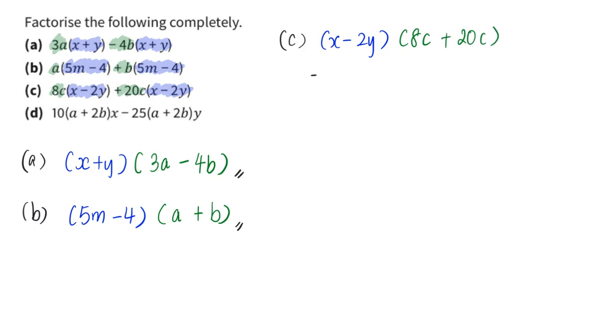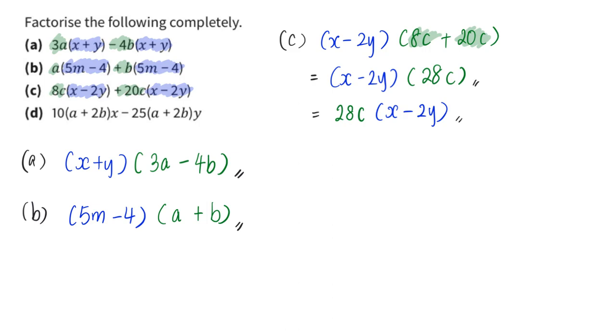And some students might just leave it as such, but I do see that 8c and 20c are like terms, meaning I could continue to simplify it, okay? So 8c plus 20c, that will give me 28c. So you can leave your answer like this, or you could also rewrite it, write the 28c in front, and write the x minus 2y behind. Both are acceptable, okay? Both are okay.